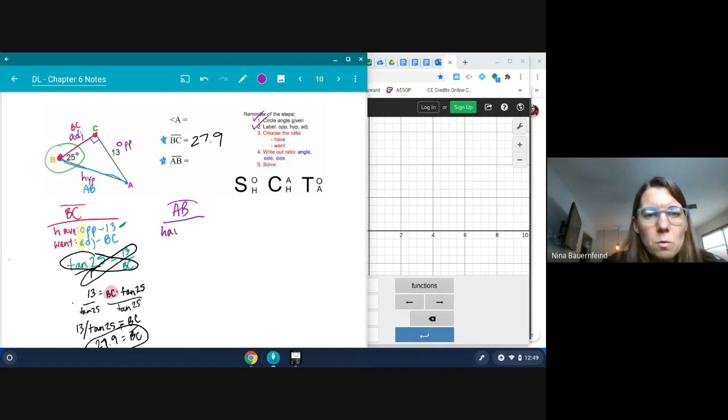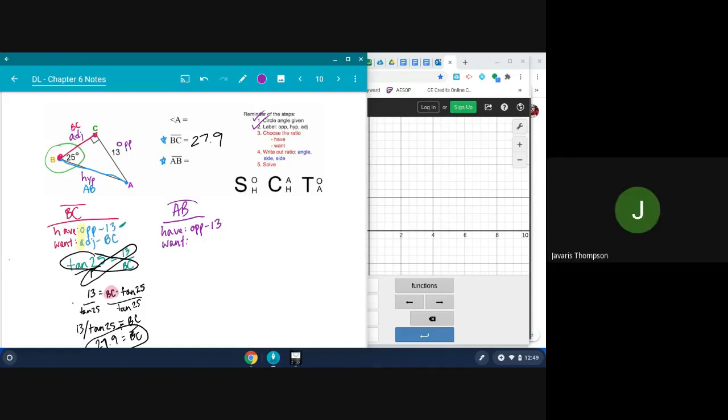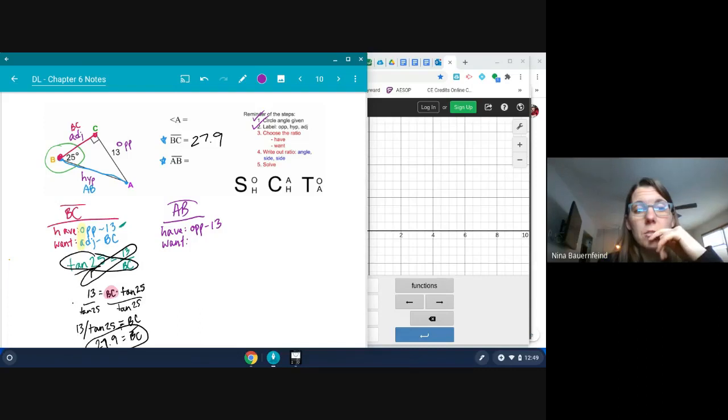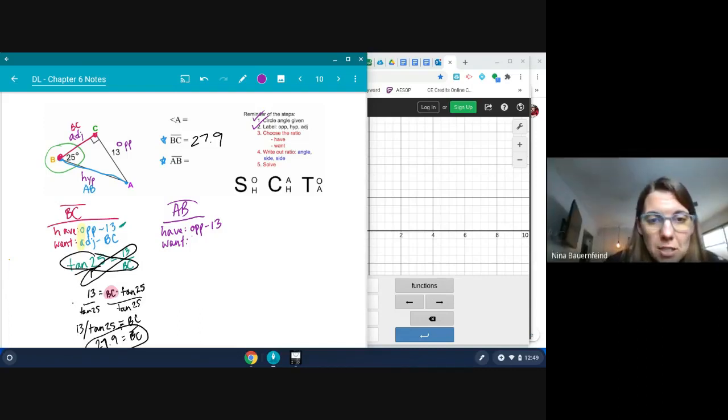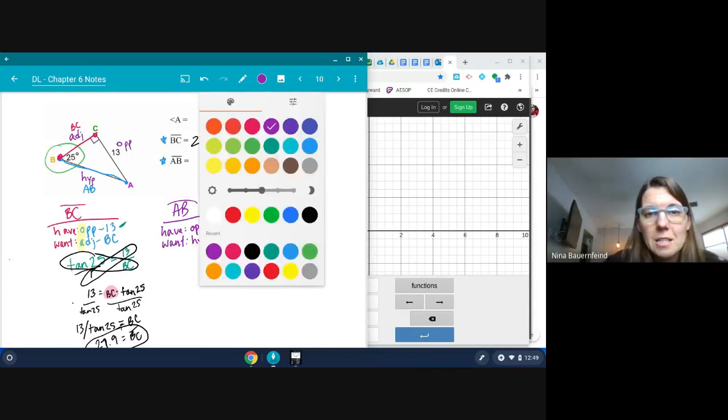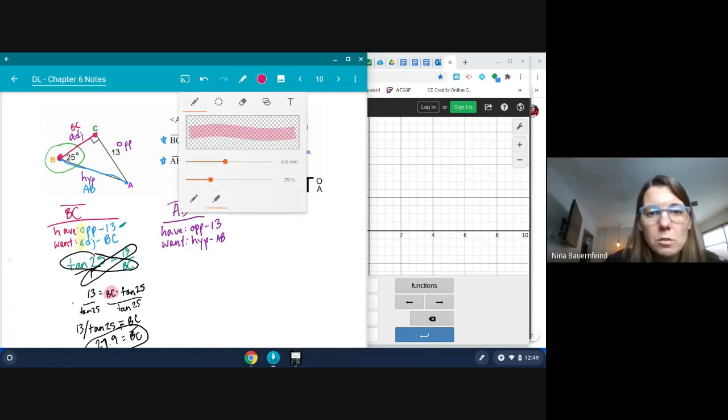So what we have and want may change a little bit. The have piece is going to stay the same. We still just have the opposite, which is 13. But this time, what do we want, you guys? What is it that we want? We want AB. Yes, we want AB, which is labeled hypotenuse. So if that is what we're looking for, which ratio do we use?